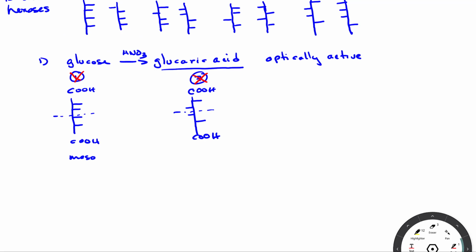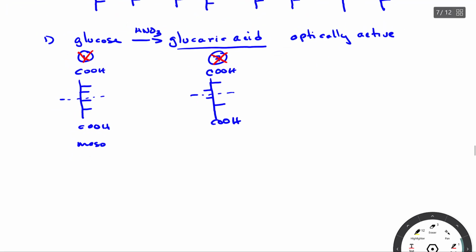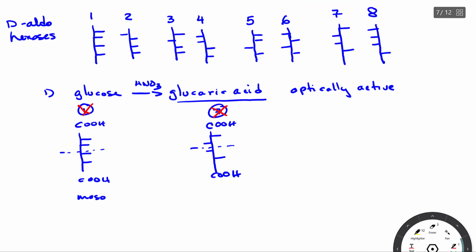Oh, so here's another thing that he did. Again, this process of looking at the aldaric acids eliminates 1 and 2, and 7 and 8 are eliminated. So that means glucose is 3 or 4 or 5 or 6. He doesn't know which one yet, right?